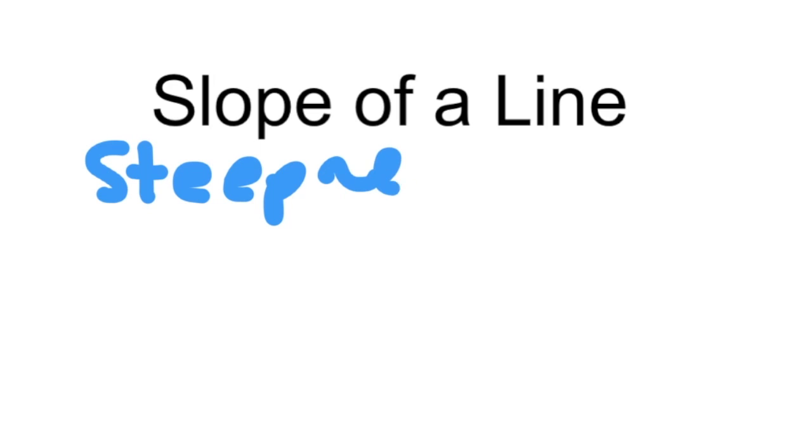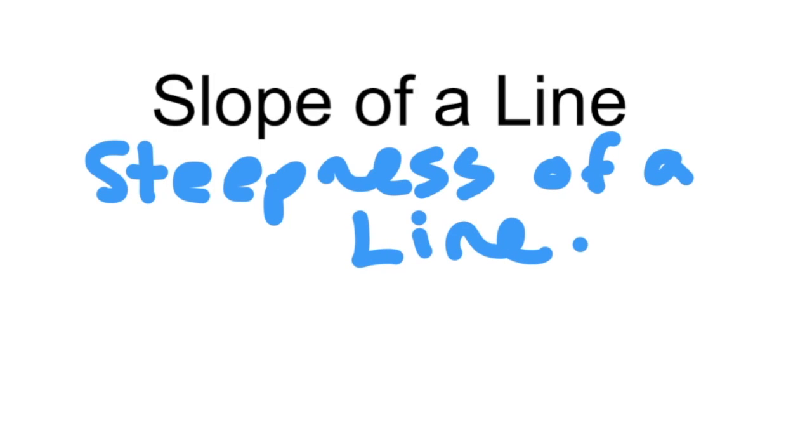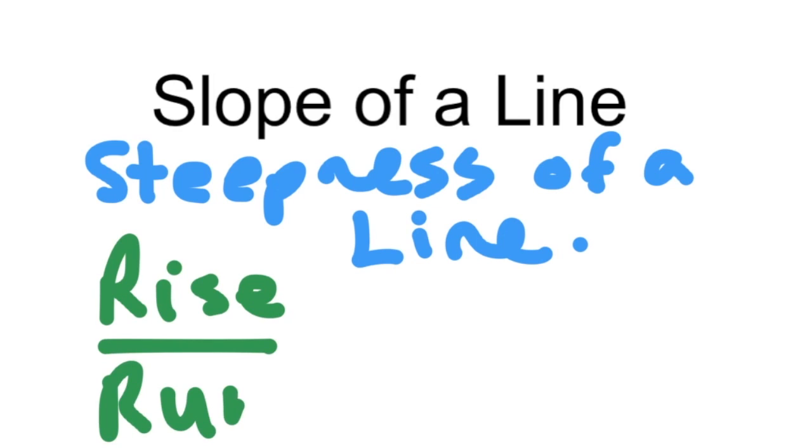Slope of a line is the steepness of the line. This steepness is given as the rise over the run.